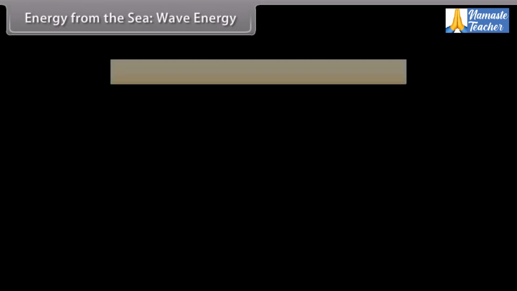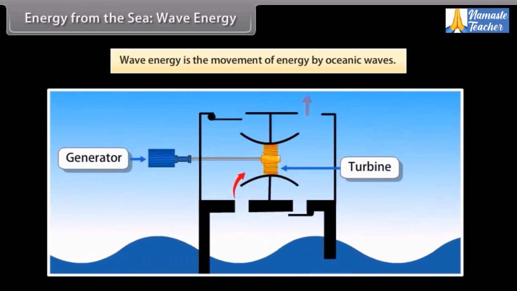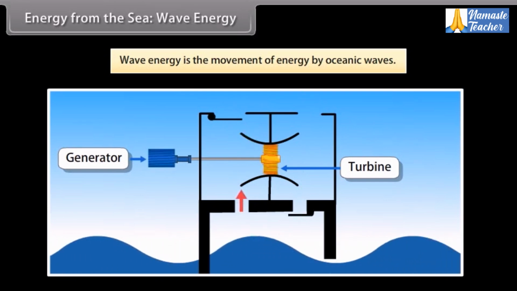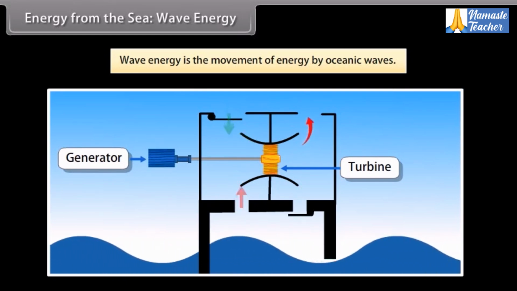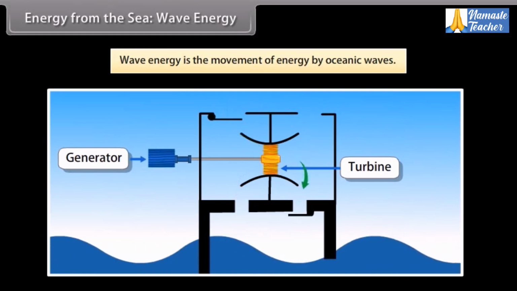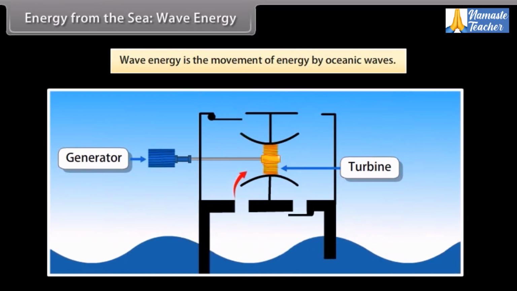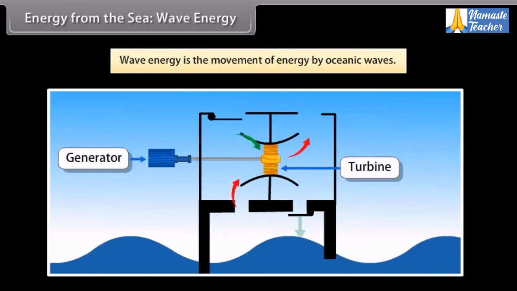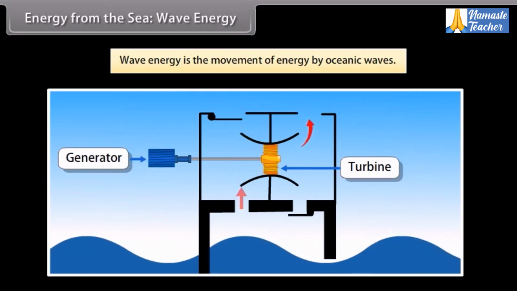Energy from the sea. Wave energy. Wave energy is the generation of energy by oceanic waves. We can capture this energy to do useful work, for example, electricity generation, water desalination, or the pumping of water into reservoirs. Waves are generated by wind passing over the surface of the ocean.